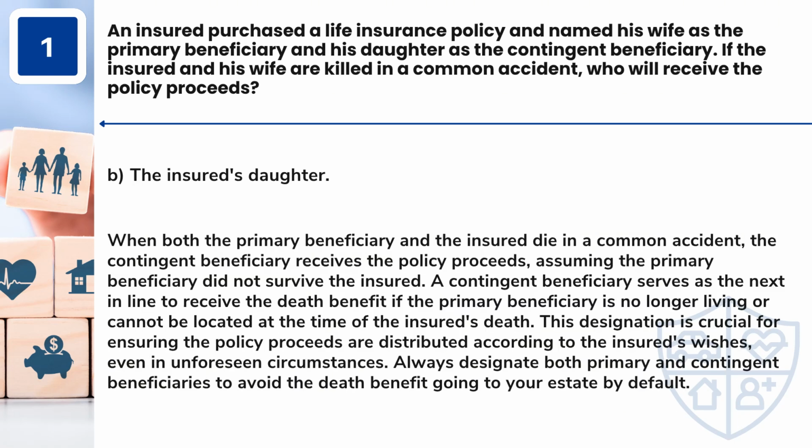Answer: B. The insured's daughter. When both the primary beneficiary and the insured die in a common accident, the contingent beneficiary receives the policy proceeds, assuming the primary beneficiary did not survive the insured. A contingent beneficiary serves as the next in line to receive the death benefit if the primary beneficiary is no longer living or cannot be located at the time of the insured's death. This designation is crucial for ensuring the policy proceeds are distributed according to the insured's wishes, even in unforeseen circumstances. Always designate both primary and contingent beneficiaries to avoid the death benefit going to your estate by default.